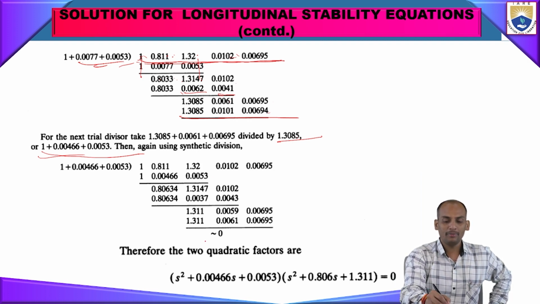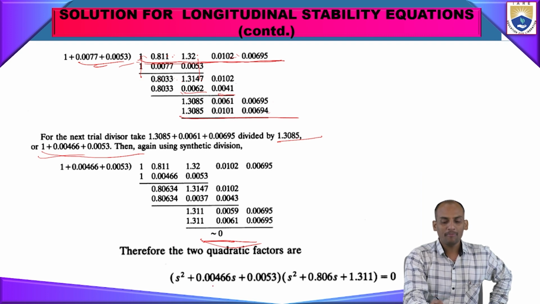Ultimately we got a value of 0, using the same method we have considered here. So if you do that, we will get that 0. So what are the two square root values?